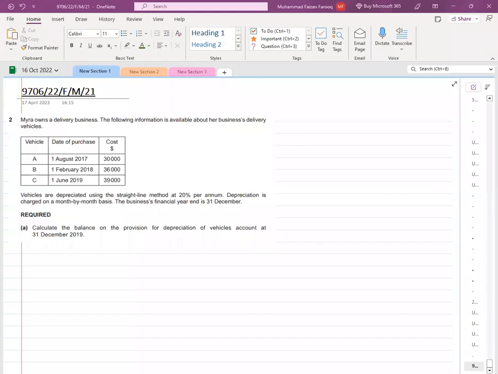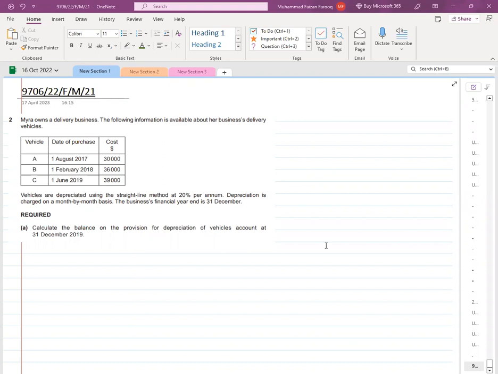The first requirement of this question is to calculate the balance on the provision for depreciation at 31st December. The examiner is asking you to compute the provision for depreciation balance. So it's not very difficult. First of all, which method is there? They are asking which method?